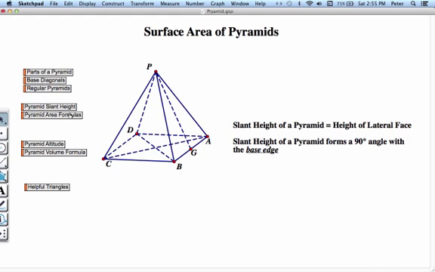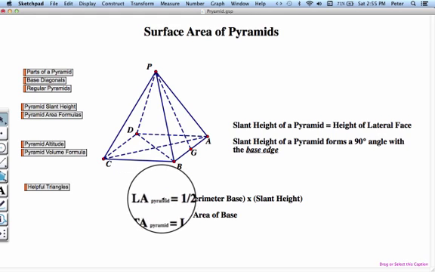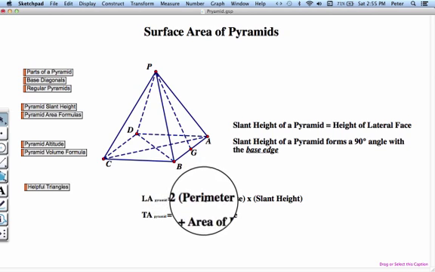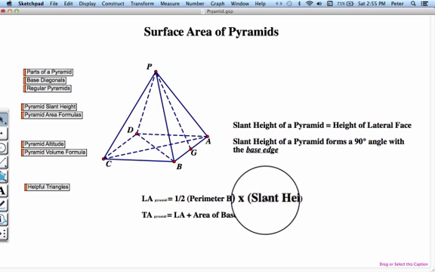The slant height is what we use when we're calculating the lateral area and the total area of the pyramid. Now the lateral area of a pyramid is 1/2 the perimeter of the base times the slant height. Now this is only for regular pyramids. Let me state that again. The 1/2 perimeter of the base times the slant height is only for regular pyramids.